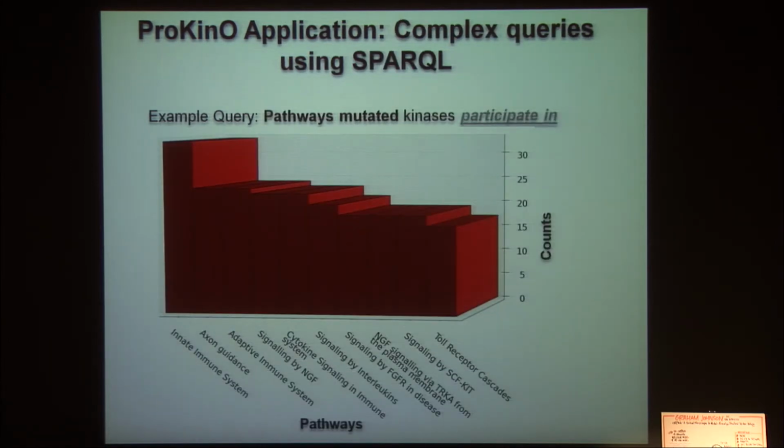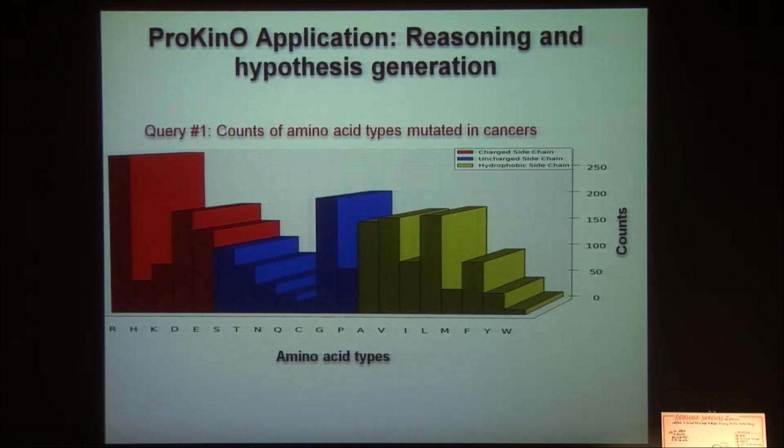Again, this is another query where you can see how mutated kinases participate in various pathways. When you do these sorts of queries, you can see that there are some pathways popping up that previously people really didn't appreciate were implicated in cancers, like for example axon guidance. You could do these queries on a cancer-specific basis, looking at specific cancer types and seeing what pathways they're targeting, and that can provide a framework for formulating hypotheses. In the next couple of slides, I'll very quickly show you how we're using the ontology framework for reasoning and hypothesis generation.